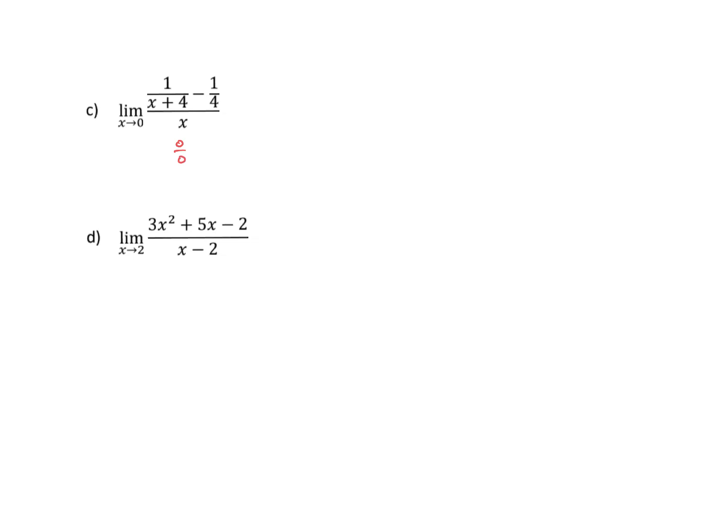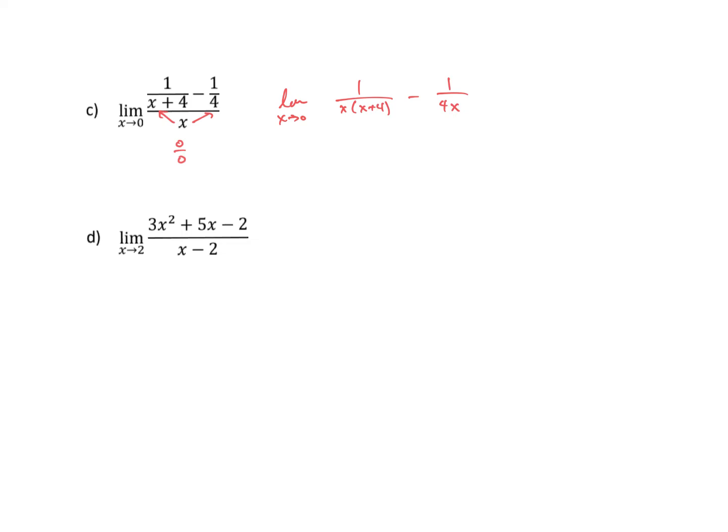And I'm going to help you out. We're going to distribute dividing by x. So now I end up having this limit as x approaches 0 of 1 over x times (1 over x plus 4 minus 1 over 4). Do you see how I just distributed dividing? Now, how do you add or subtract fractions? You need common denominators.